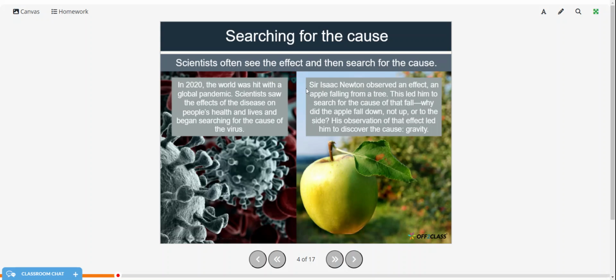Sir Isaac Newton observed an effect, an apple falling from a tree. This led him to search for the cause of that fall. Why did the apple fall down, not up or to the side? His observation of that effect led him to discover the cause, gravity.